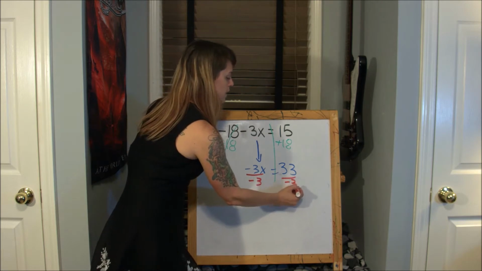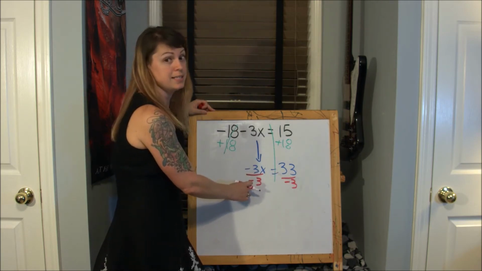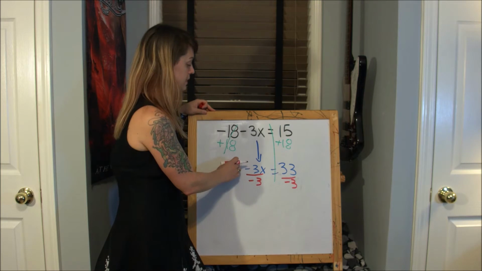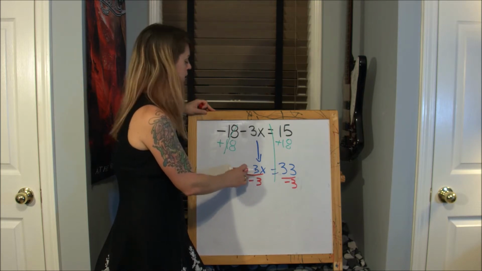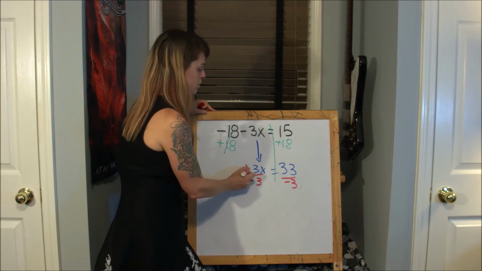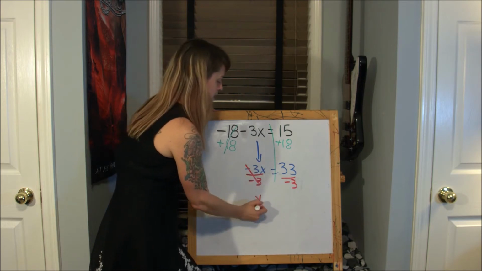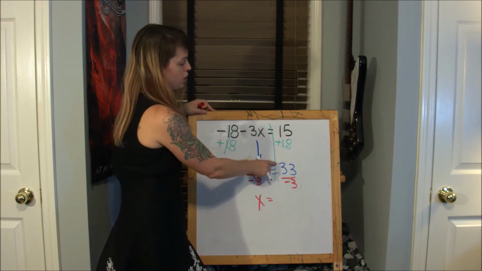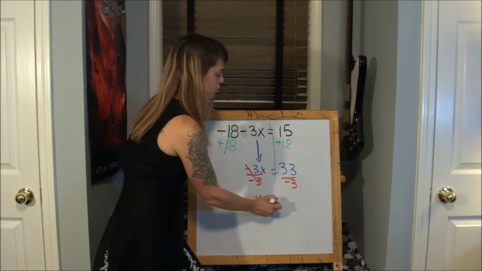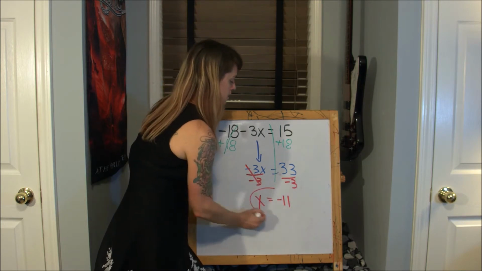I'm going to divide both sides by negative 3, and it needs to be negative 3, not positive, because anything divided by itself is 1. So negative 3 divided by negative 3 is just 1x. So there's my last x value, is equal to 33 divided by negative 3, which is negative 11.